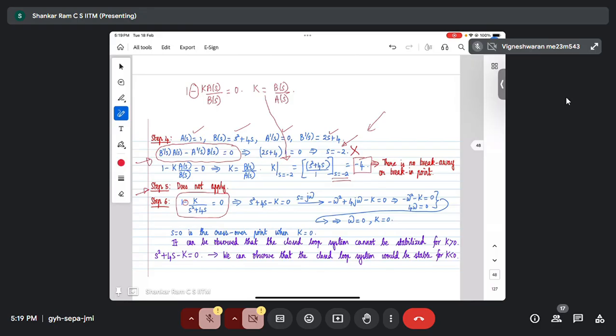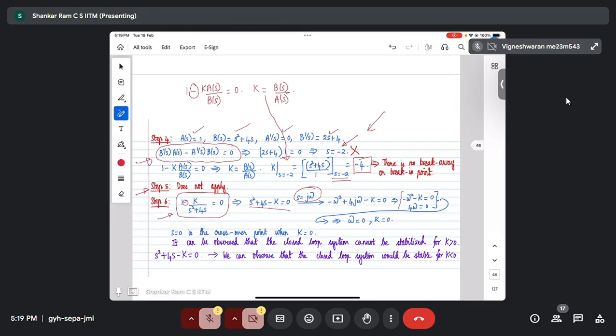All right, so now we go to step 6. It is determining the crossover point. For that, we need to work with the closed loop characteristic equation. The closed loop characteristic equation is 1 minus g of s h of s equals 0. So that is why we write 1 minus k divided by s squared plus 4s equals 0. If we process, we get s squared plus 4s minus k equals 0. We substitute s equals j omega here.